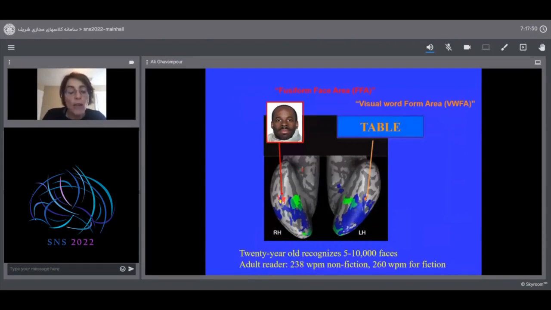I'm going to zoom in very specifically and look at the fusiform face area and the visual word form area, because these are a really good matched set of categories that allow us to understand this apparent lateralization with faces to the right and words to the left. We are extremely good at face recognition, recognizing something like probably 10,000 faces, and reading at something like 238 words per minute. So these are both domains in which the visual system is just highly tuned and potentially even optimized.